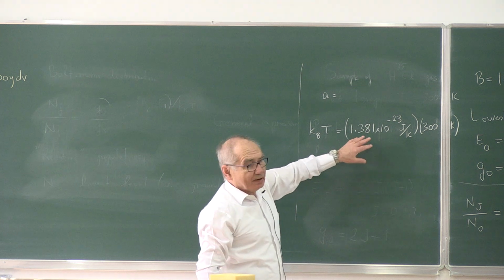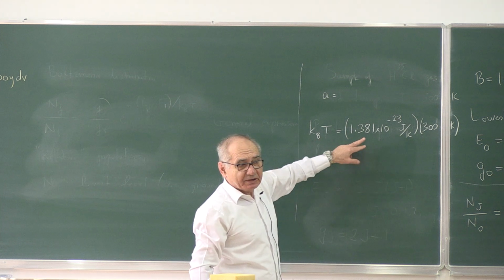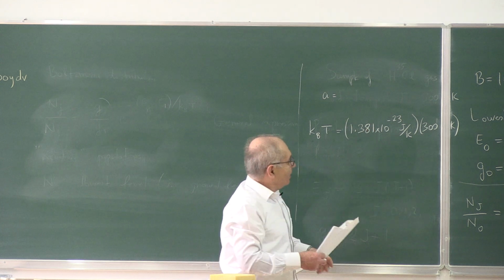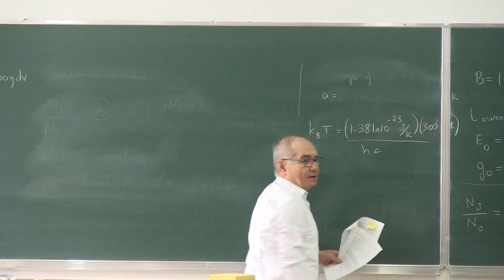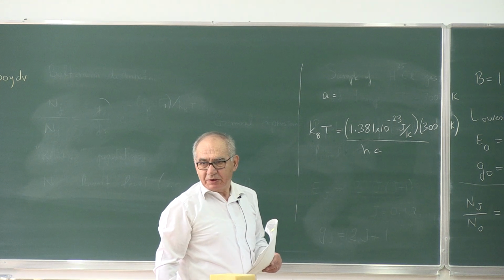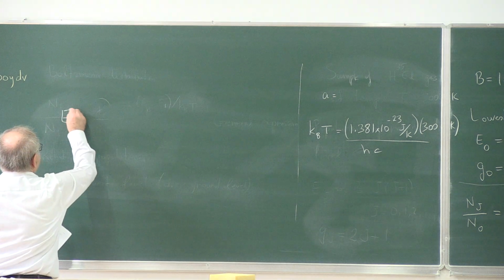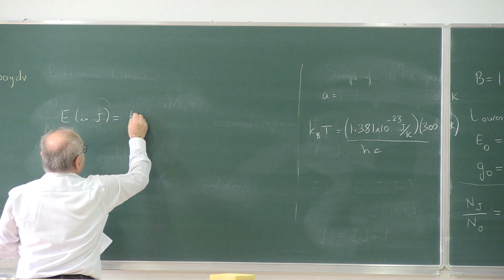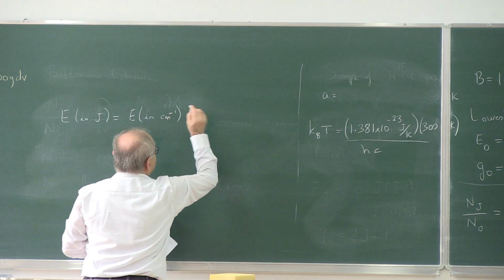This expression, this calculation, is going to give the kT in which unit? Joule unit, SI unit. All right? Now, if you divide this by hc, you will obtain it in wave number unit. Because how was it? E in joule equals E in wave number unit times h times c.